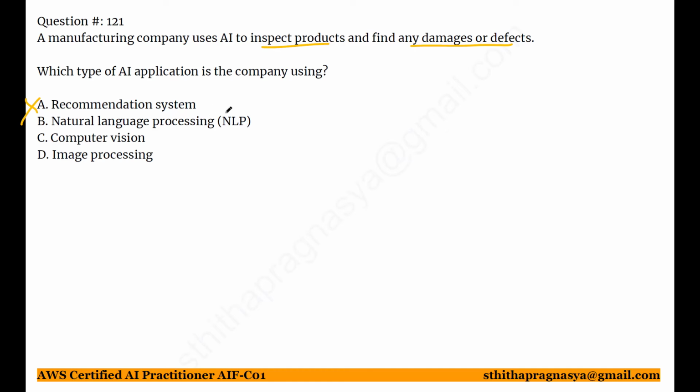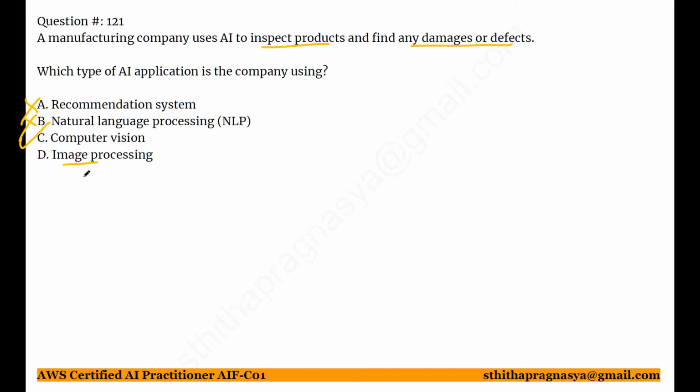And NLP focuses on processing and understanding human language like text analysis, chatbots. It is unrelated to analyzing visual data such as product images for defect detection. So that's a goner. That is what we want: computer vision. Computer vision, what does it do? It involves teaching machines to interpret and analyze visual data from images or videos. Inspecting products for damages or defects using AI falls under computer vision as it requires analyzing images to detect anomalies. So this is our answer.